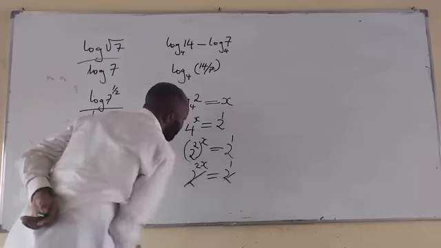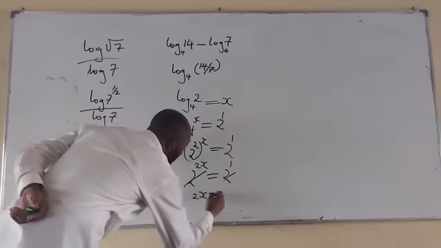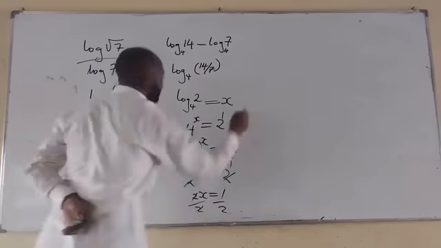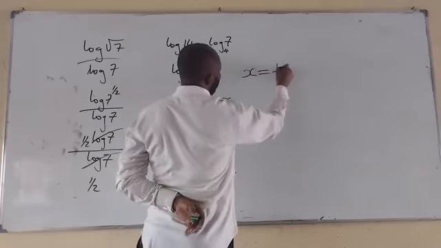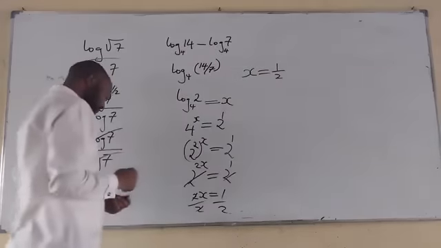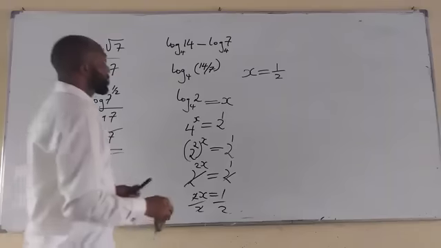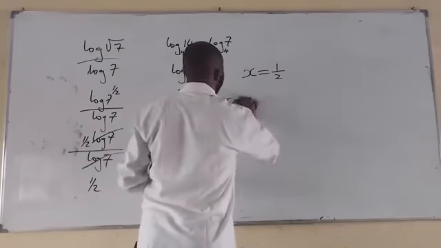I cancel out the 2. I have 2x is equal to 1. Divide both sides by 2. So my x is equal to 1 over 2, which is half. So let's take some more questions before we proceed further.